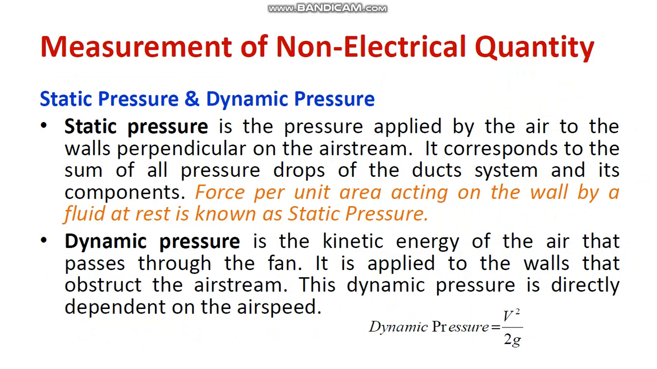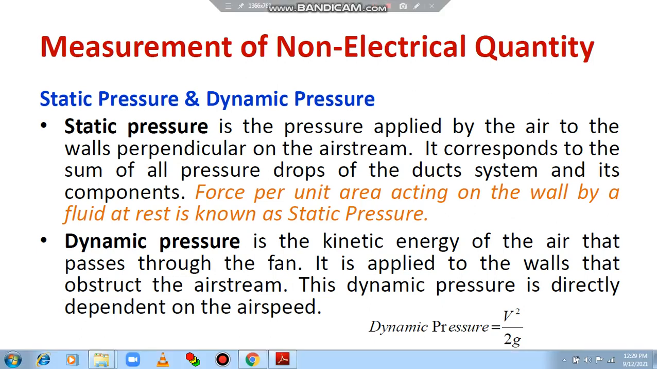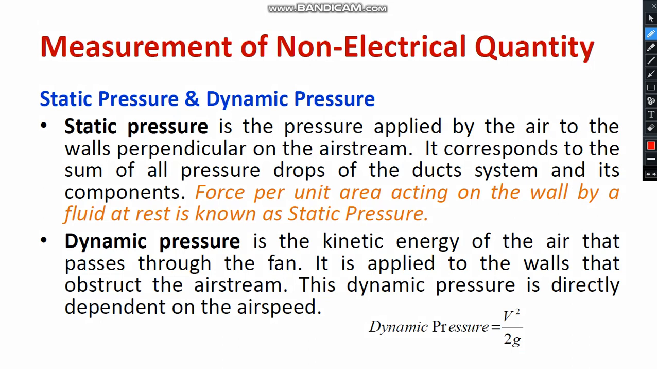Static pressure, as the name suggests, is a fixed one. Consider a fixed segment: the pressure applied on the fixed segment, especially in air. The pressure applied by the air to the walls perpendicular to the airstream corresponds to the sum of all the pressure drops of the duct system and components. That is called static pressure. Or you can restate the definition this way: the force per unit area acting on the walls by the fluid at rest is known as static pressure.